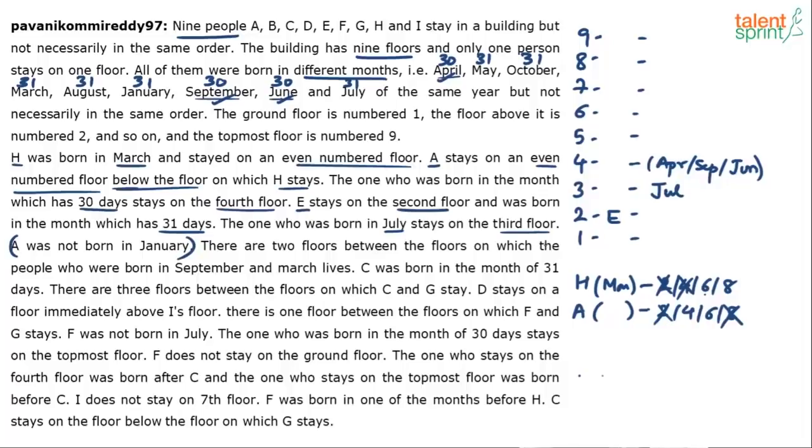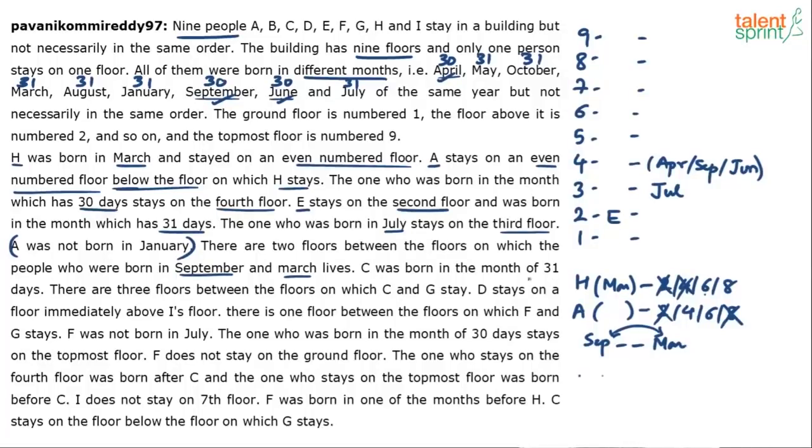There are 2 floors between the floors on which the people who were born in September and March live. So between September and March, there are 2 floors. September dash March. And of course, March is for H, you know that. Remember, this could be swapped also. It can be September dash March or March dash September. We do not know whether September is above March or March is above September in terms of this vertical arrangement, right? All we know is there will be 2 floors between September and March.